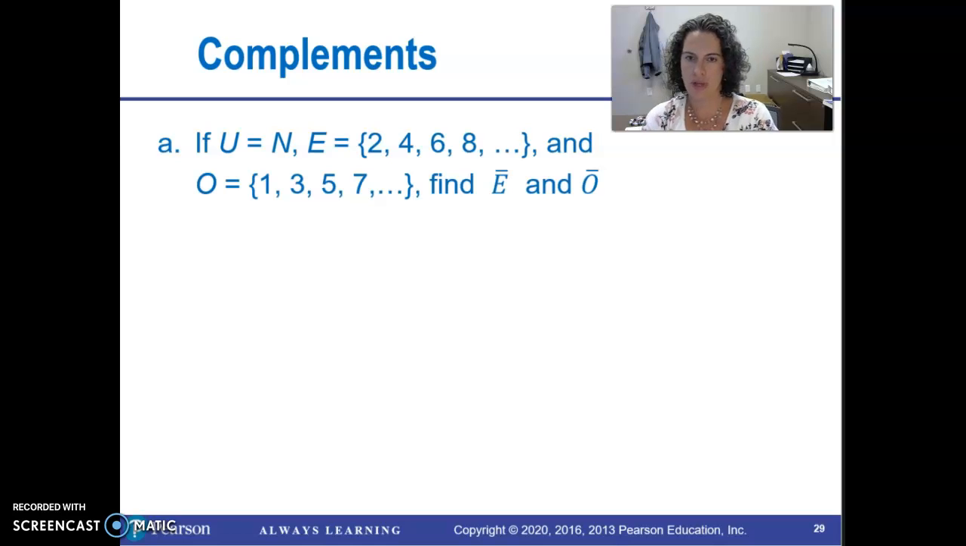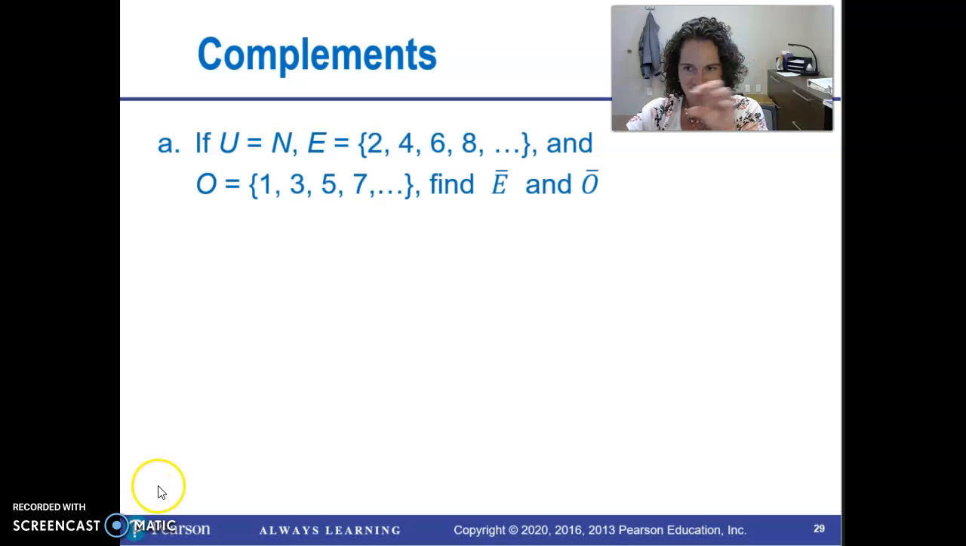Let's look at some more complements here. Part A says if our universal set is N, the natural numbers, all the counting numbers, then we look at E, which is the set of even numbers, 2, 4, 6, 8, all those even numbers. And O is all your odd numbers. So we need to find the complement of E and the complement of O.